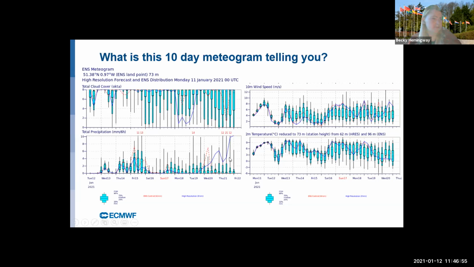But take the example on Thursday afternoon. We've got one member saying 21 millimeters of rain in 6 hours. However, the majority, so 75% and below of our ensemble members, are saying we're going to have probably 2.5 millimeters or less. So that's how to interpret these.